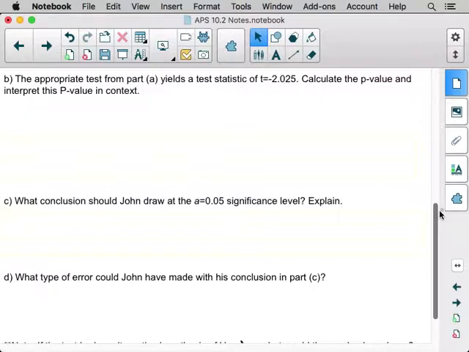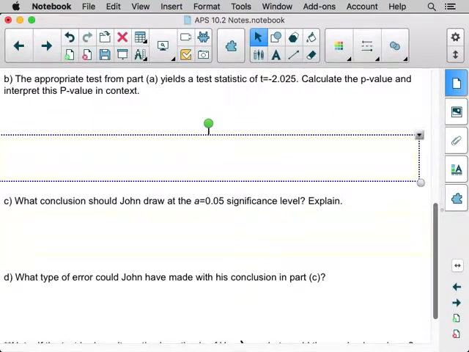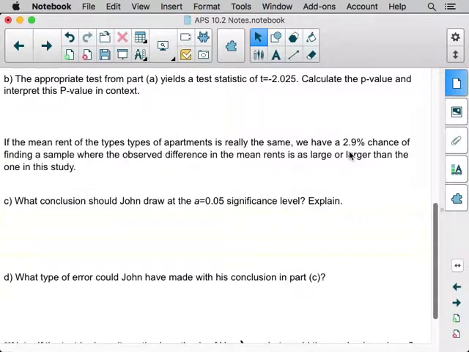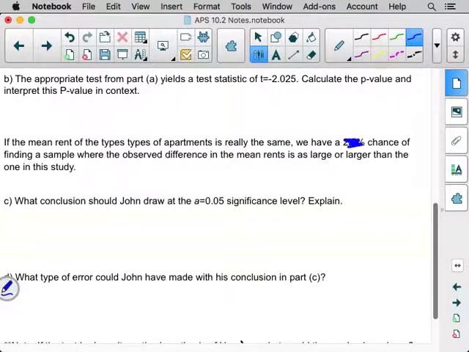Interpret the p-value. How do we interpret a p-value? Given the null is true, that's our rarity of getting. Yep. So given that there's no difference between apartment costs, there is a probability of, oh, what is it? Yeah, 0.029. Actually this is a little bit off, isn't it? What did you guys get?